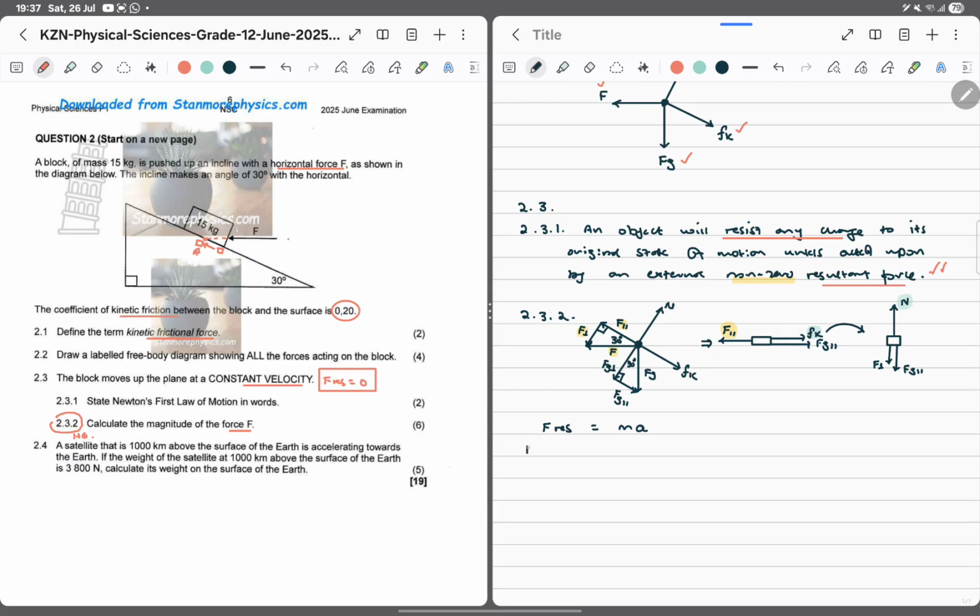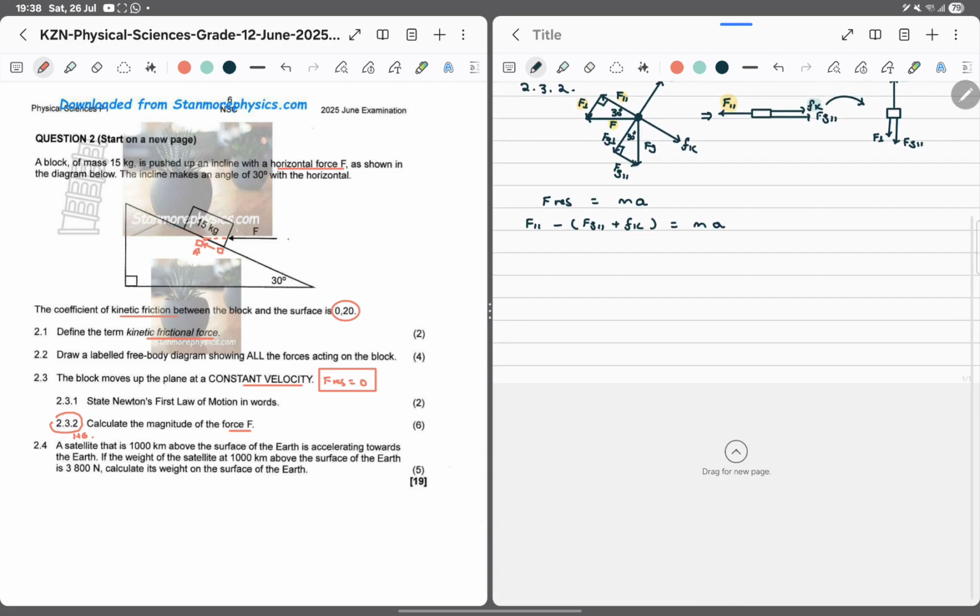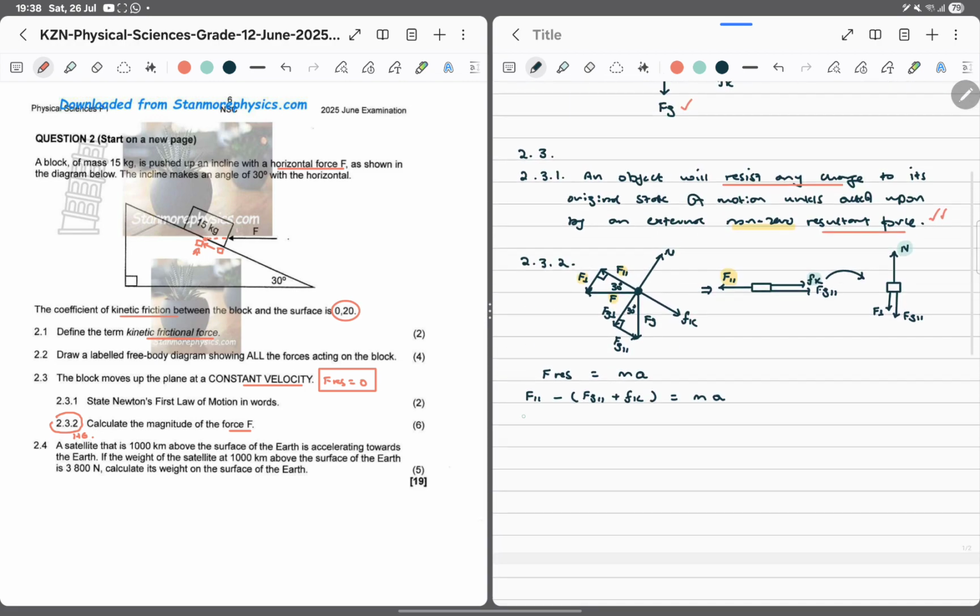It's going to be F parallel minus the sum of Fk, or maybe let's start with Fg. It doesn't really matter which one we start with, okay? So we can say Fg parallel plus Fk is equal to ma. Now, this implies, what is F parallel?